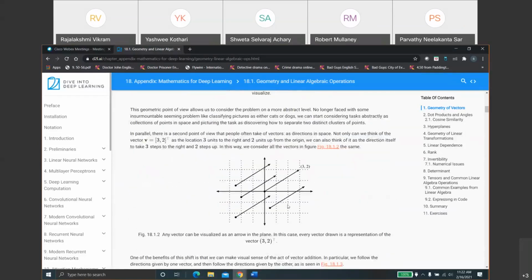So this is another example. This vector basically just tells that this point is 3 steps to the right and 2 steps up.